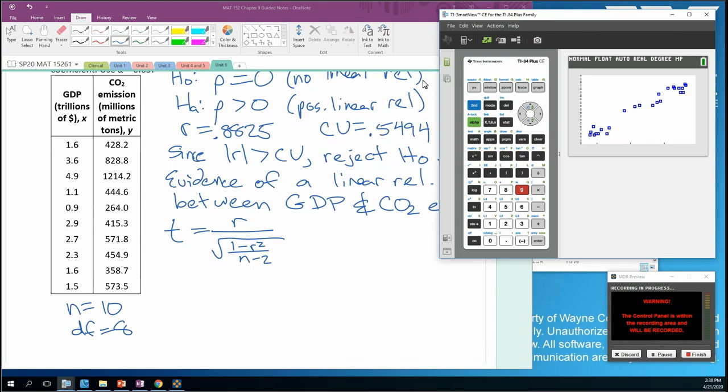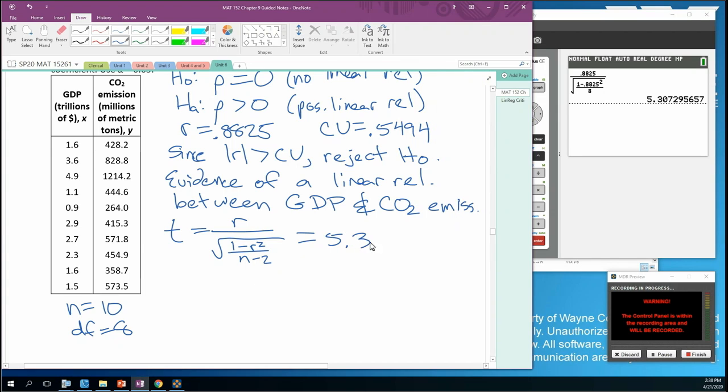So if we quit out of this, I'm going to set up a fraction here. I'm actually going to nest them. So R, which is 0.8825, then we're going to have a square root. And inside that square root, we'll have 1 minus 0.8825 squared, and that's divided by n minus 2, which is 8. We get a t value of 5.307.